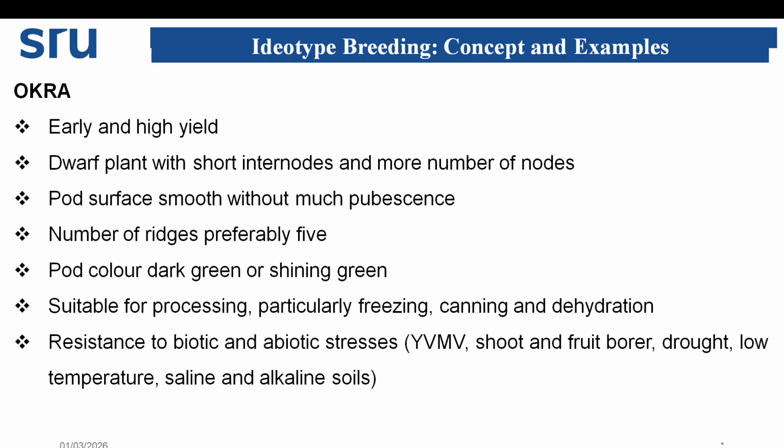Now, next crop is okra. Early and high yield. Dwarf plant with short internodes and more number of nodes are preferred. Pod surface should be smooth without pubescence. Number of ridges 5. Pod color dark green or at some places light green or shining green, depending on consumer preference. Suitable for processing, particularly freezing, canning and dehydration.